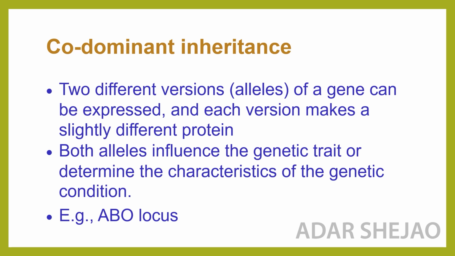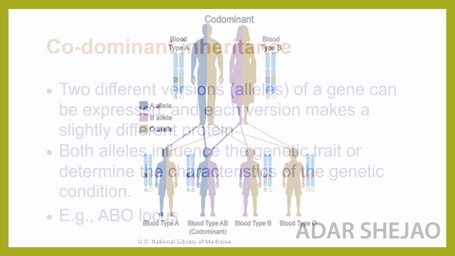Codominant inheritance. Two different versions, alleles, of a gene can be expressed, and each version makes a slightly different protein. Both alleles influence the genetic trait or determine the characteristics of the genetic condition. E.g., ABO locus.